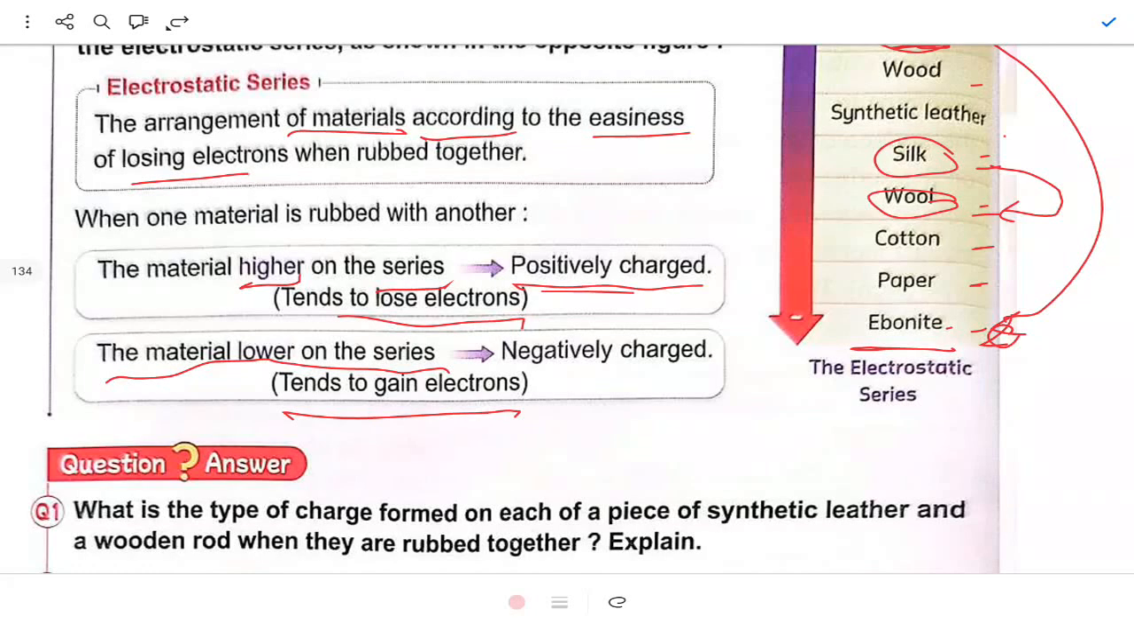And now let's answer this question. What is the type of charge formed on each piece of synthetic leather and wooden rod? Look at this series. The wooden rod is higher than the synthetic leather. So can you explain what is the charge on the leather and the wooden rod?